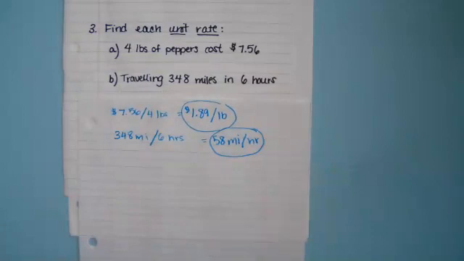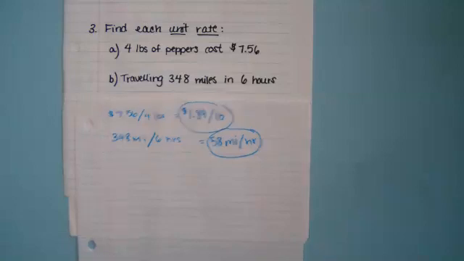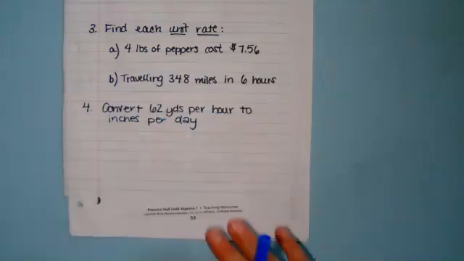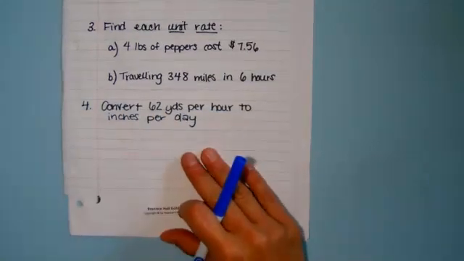So that person is traveling. You can get their speed really there, can't you? They're traveling at 58 miles per hour. Pretty nice. Okay, good.